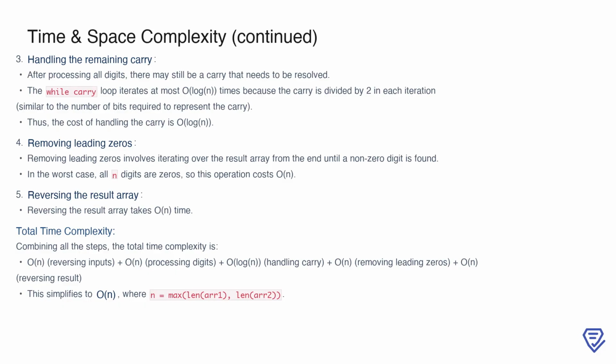Finally, we reverse the result array to restore the correct order, which also takes O(n) time. When we combine all these steps, the total time complexity becomes O(n) for reversing inputs, O(n) for processing digits, O(log n) for handling the carry, O(n) for removing leading zeros, and O(n) for reversing the result. Simplifying this, the overall time complexity is O(n), where n is the maximum length of the two input arrays.